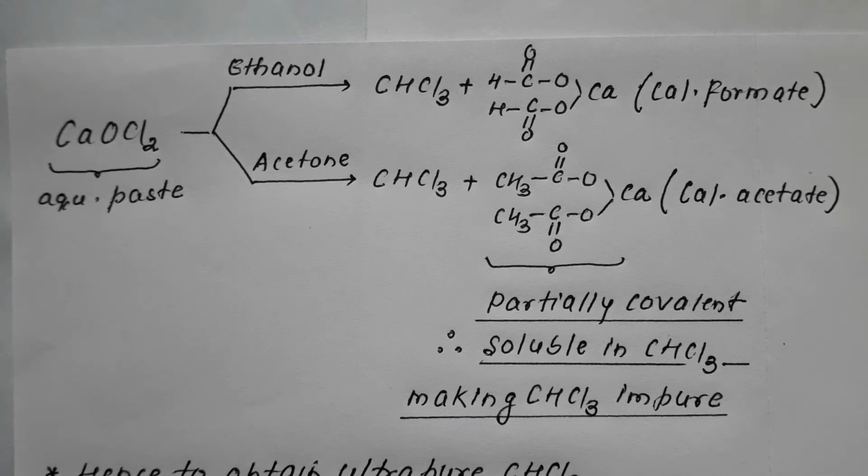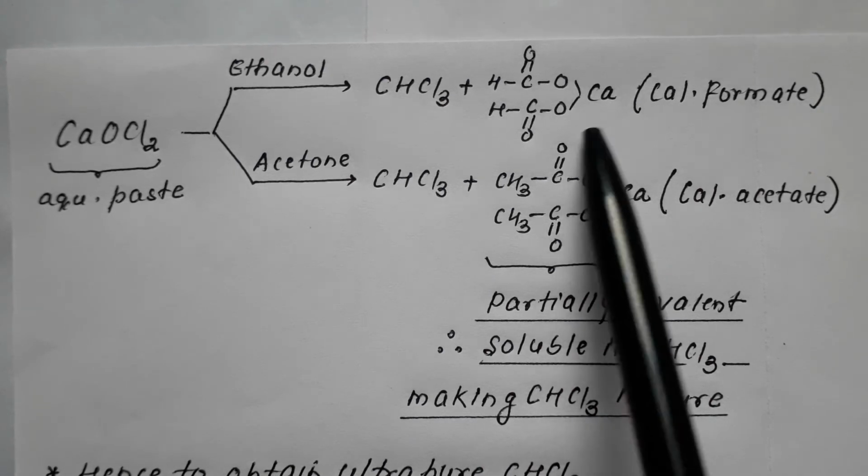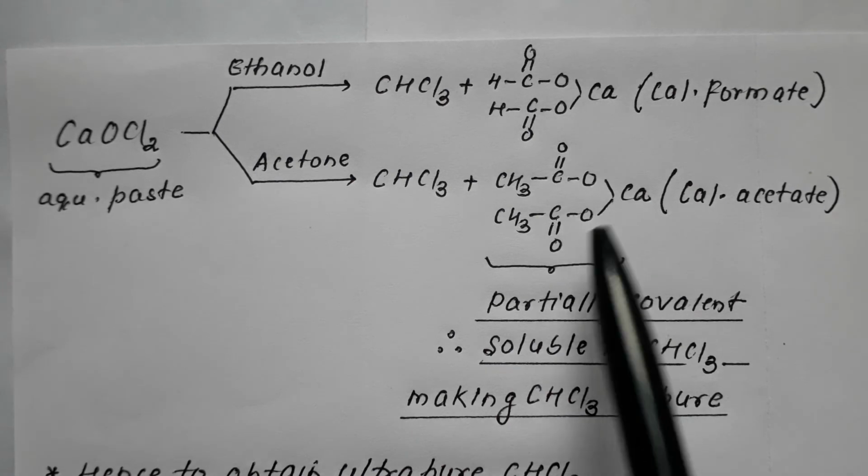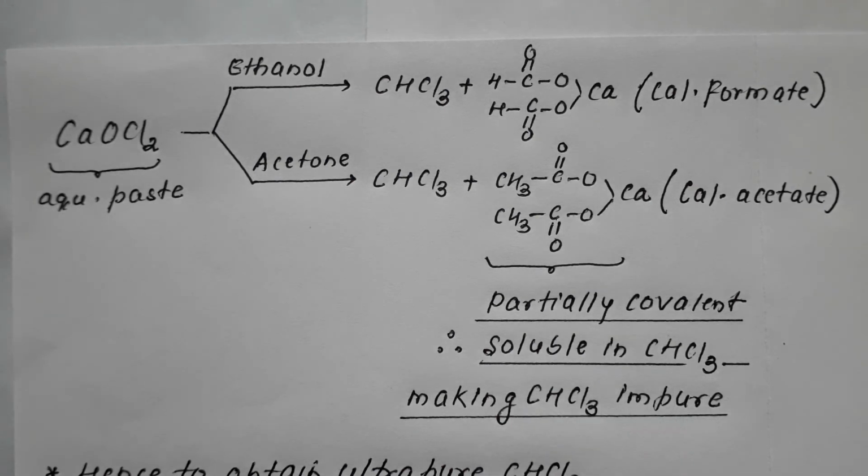Therefore, in order to obtain ultra pure chloroform, something else has to be involved. This method may not be applicable because the obtained chloroform is contaminated by calcium formate and calcium acetate, which are soluble in chloroform. So how can we obtain ultra pure chloroform? Let's discuss.